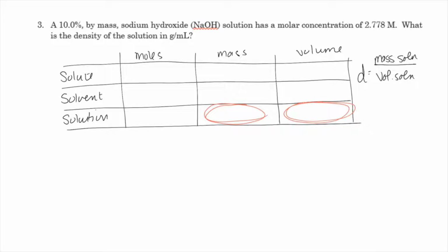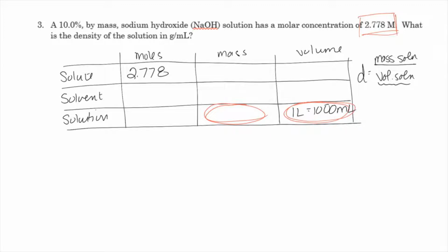So I'm given 2 different concentrations. I am going to need to assume one piece of information about one of the concentrations and use the other as a conversion factor. So I am using molarity as my jumping off point to say that I have 2.778 moles per liter of solution. So liter of solution is 1,000 milliliters. So by using my molarity, what that allows me to do is automatically get the volume part of my density.